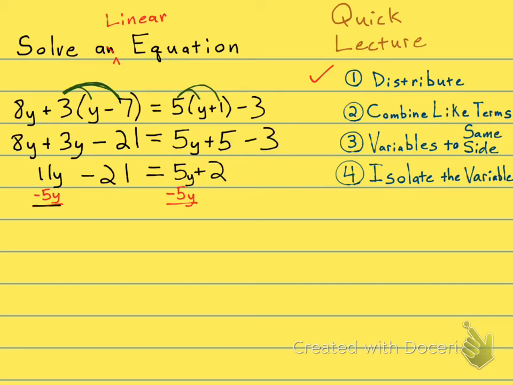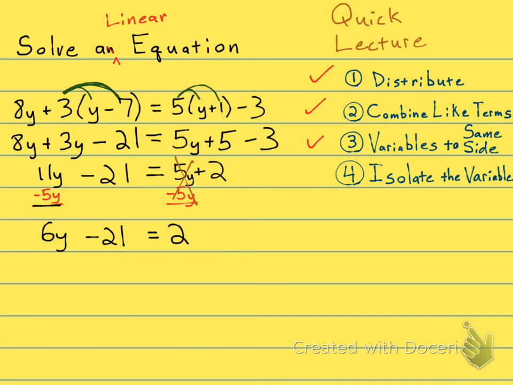11y minus 5y is 6y. Drop down the minus 21, drop down the equals. 5y minus 5y is 0. It's gone. So on the right-hand side, I have a 2. All right. So that is variables to the same side. Last step is to isolate the variable.